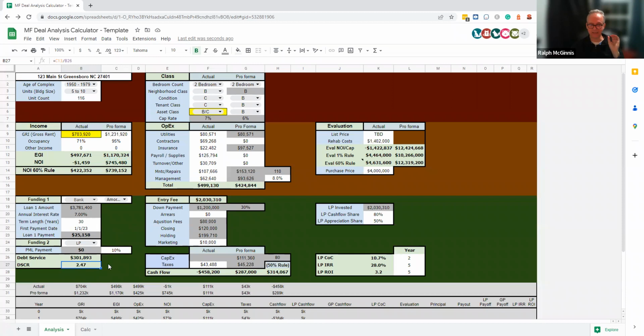That means this is a non-risky deal. Anything above 1.25, you're good to go. The higher this number, the better, the less risk. And then your entry fee, all the different expenses going into this, so that in the end I've got to come up with the $2 million bucks.